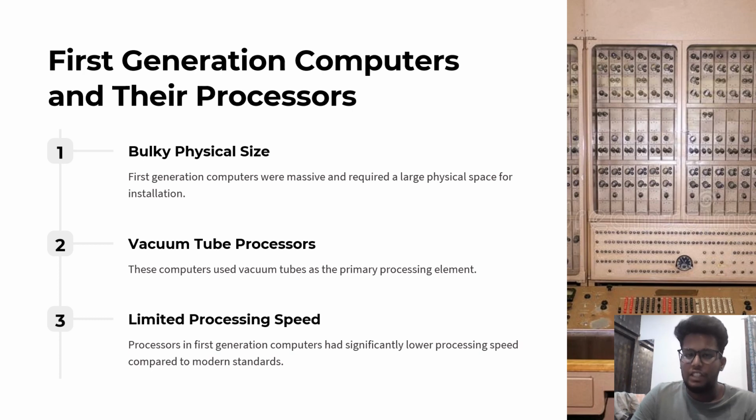First, we'll see the first generation computers and the processor. The first generation computers were bulky and huge in size. They were massive and required large physical space for installation. Second, they used vacuum tube processors as the primary processing elements, and had a limited processing speed, because the processor in the first generation computer had significantly lower processing speed compared to modern standards.